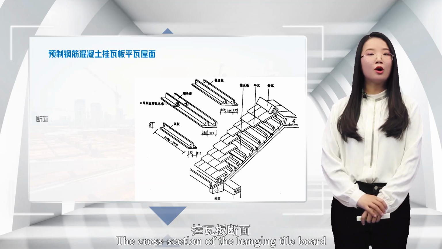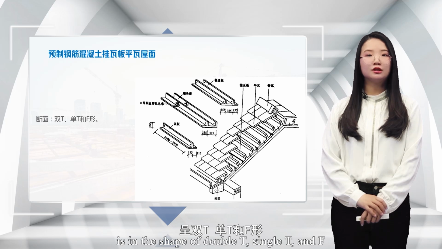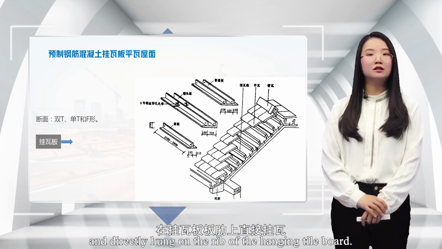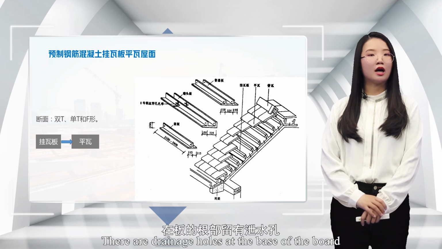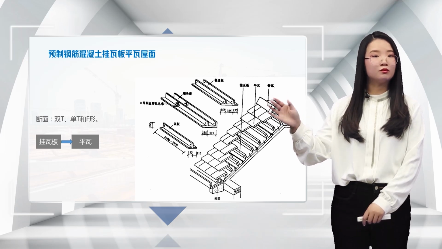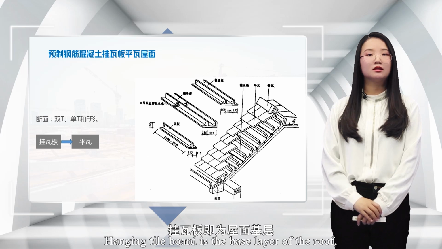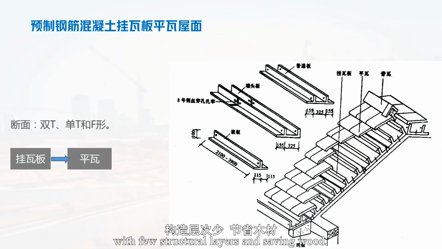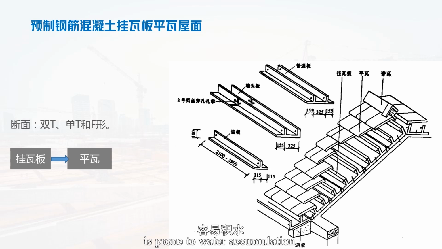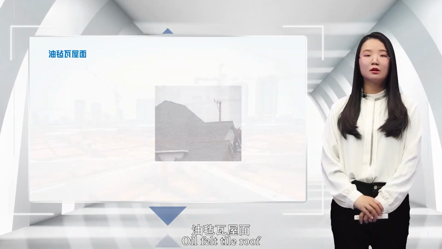Third, prefabricated reinforced concrete hanging tile board. The cross-section of the hanging tile board is in the shape of double T, single T, and F, fixed on the transverse wall or roof truss, and tiles are directly hung on the rib of the hanging tile board. There are drainage holes at the base of the board to drain the leaking rainwater. Hanging tile board is the base layer of the roof, with few structural layers and saving wood. However, the upper side of the rib of the hanging tile board is prone to water accumulation, which can cause rainwater leakage.